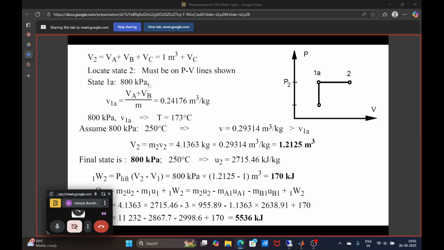So at 800 kilopascal, the specific volume is the total volume divided by the mass, which is 0.24176, because the specific volume is constant across this line. Because the mass is constant and the volume is constant, the specific volume will be constant. So the total volume divided by the total mass gives you 0.24176 meter cube per kg. So at 800 kilopascal and specific volume of 0.24176, my temperature is 173 degrees Celsius.